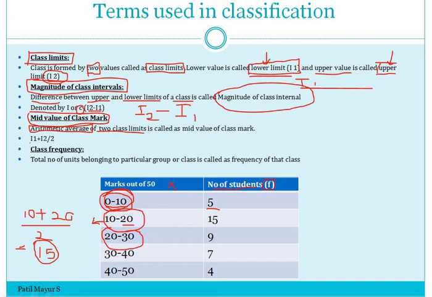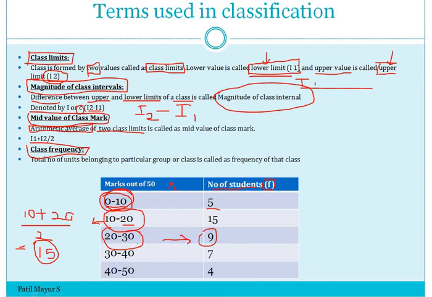Last terminology is the class frequency. Here I have written F. F is nothing but the frequency of that particular class. So the class 0 to 10 has frequency 5, 10 to 20 has frequency 15, 20 to 30 has frequency 9. Like this.